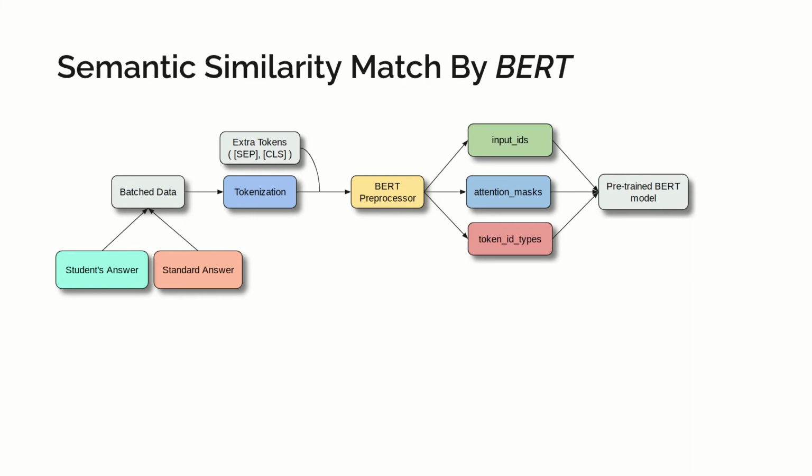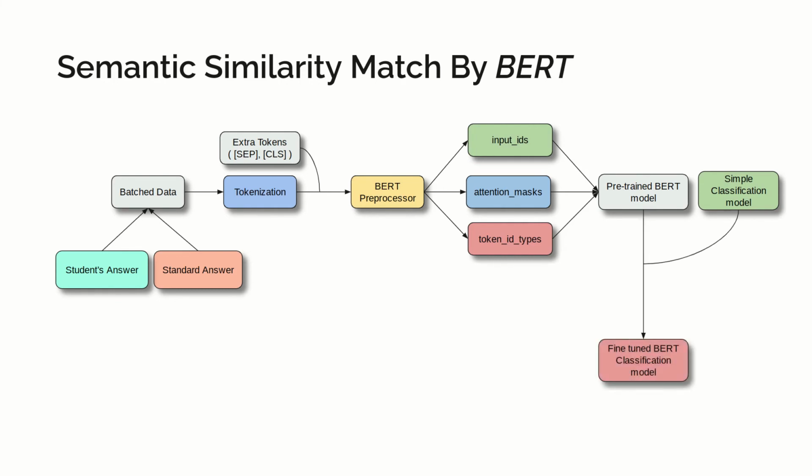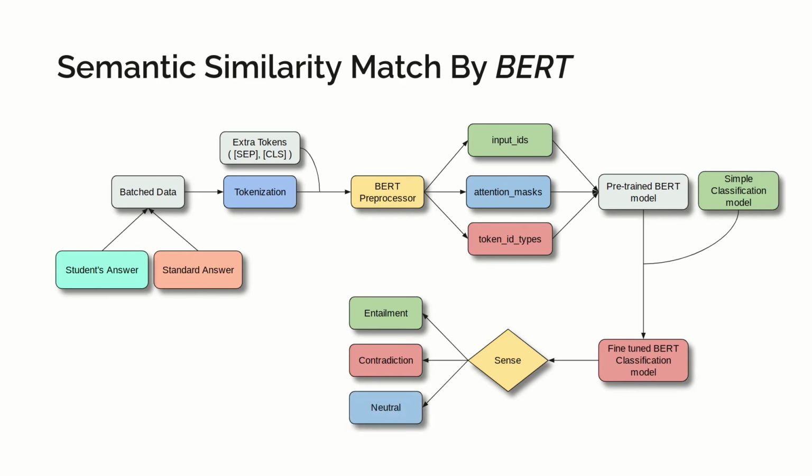Now, to extract the sense of the answer, we are going to introduce a simple classification model along with the pretrained BERT model. This will generate the fine-tuned BERT classification model, which will be able to semantically analyze the output. Our approach towards evaluating a student's answer is to find semantic similarity with the standard answer. Our model will be able to successfully predict senses like entailment, contradiction, or neutral. Based on the output, the student will be graded.